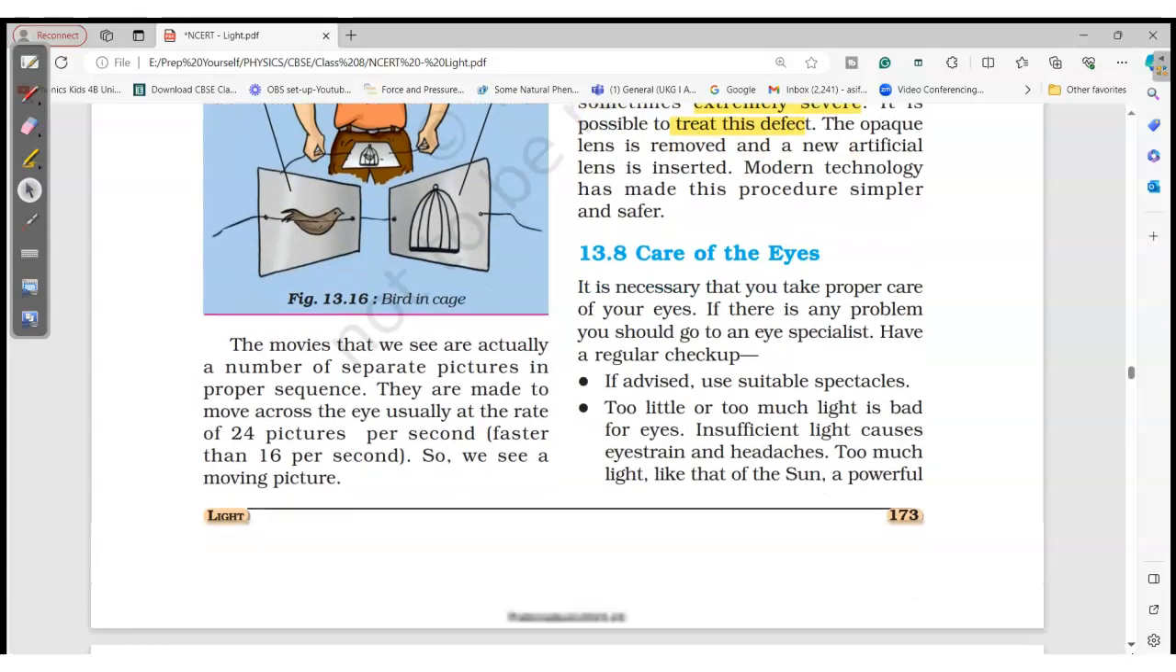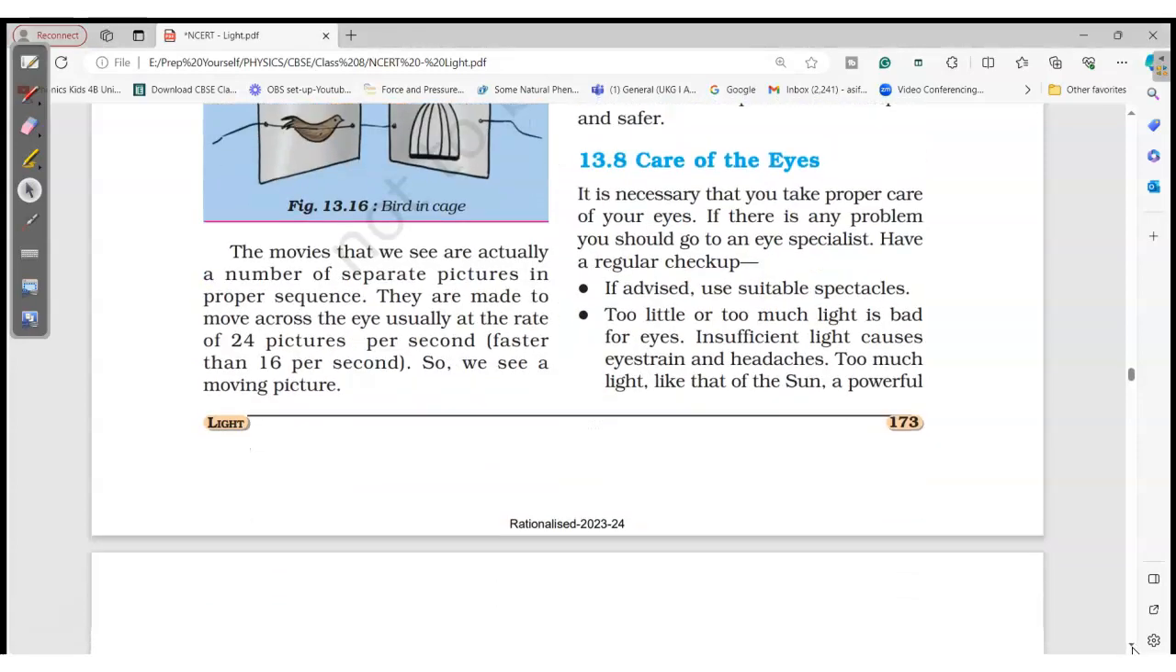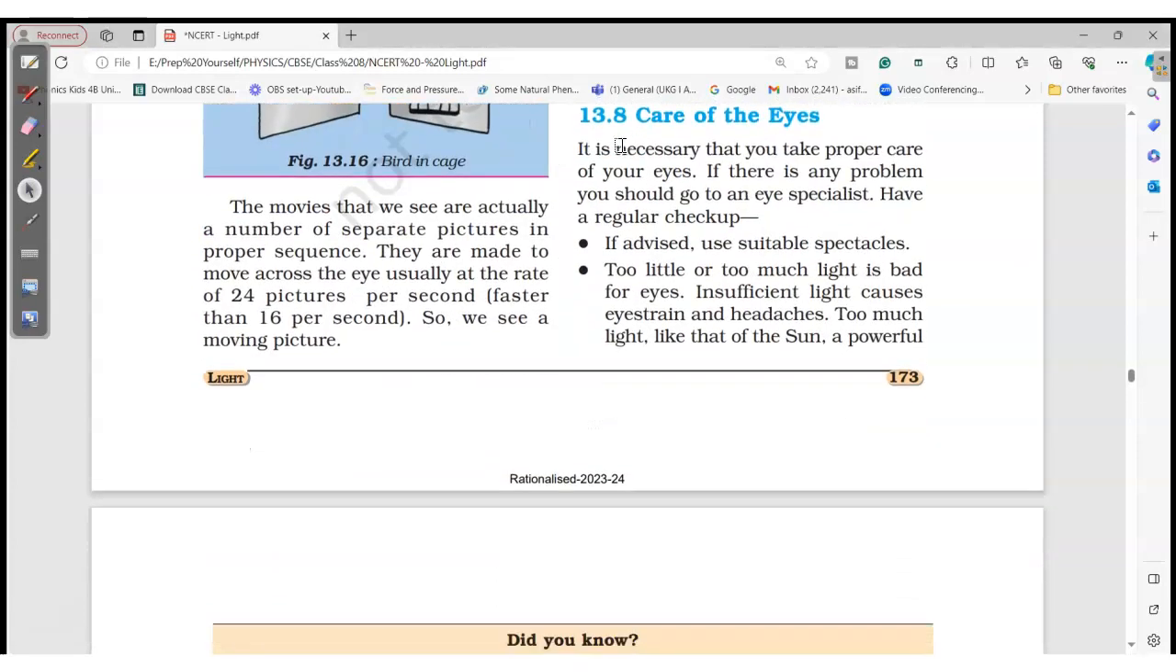Okay, now let us see how we can take care of our eye. It is necessary that you take proper care of your eyes. If there is any problem, you should go to an eye specialist, right? Have a regular checkup. If advised, use suitable spectacles. Too little or too much light is bad for eyes. So whenever you are studying, there should always be adequate light for you to study.